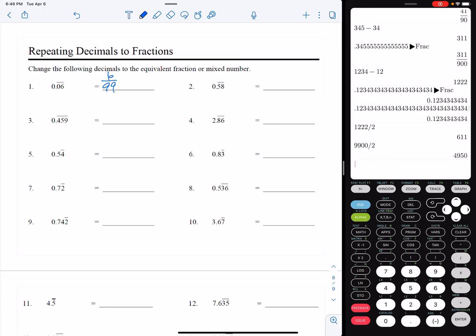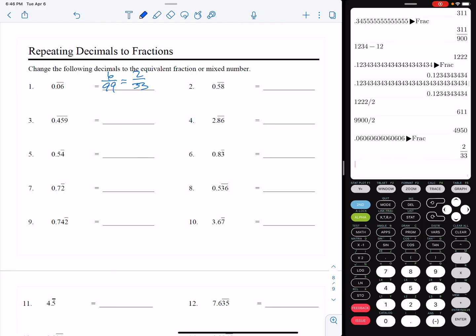Now, we got to simplify that. Now, I'll be real honest, sometimes it's easier just to simplify it by hand. I know the 6 and the 99, they have a 3 in common, so I could divide them both by 3 and get 2 over 33. Or you could take the lazy approach and use your calculator. 0.06060606060606, math, enter, and look at there, you get the same answer. Wow.